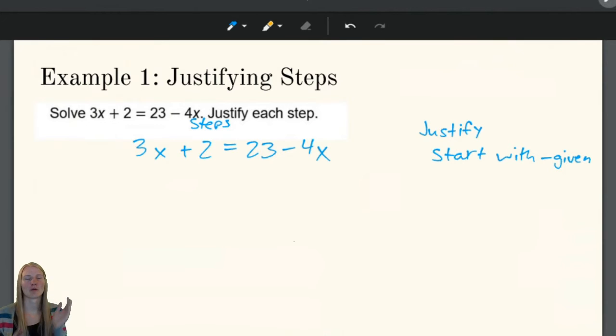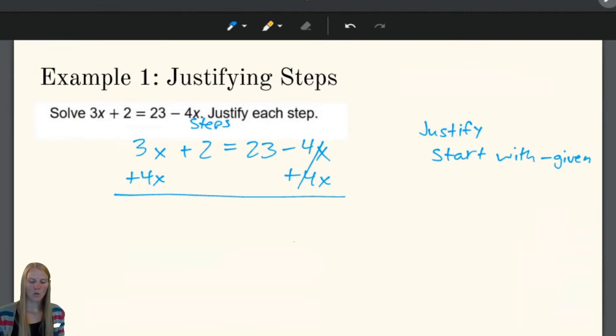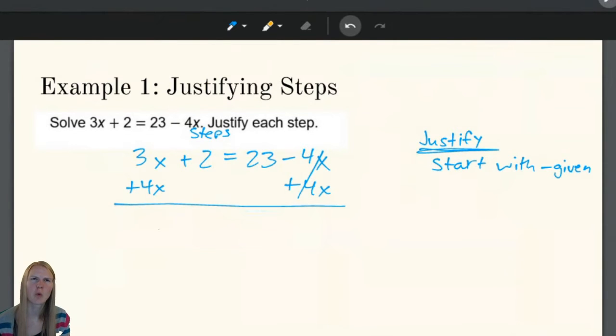Okay, now remember, to solve, I want to get my x's on one side and my numbers on the other side. So I'm going to add 4x to both sides of the equation, and that gets rid of this. Now, why am I allowed to do that? Why am I allowed to add 4x? Remember, I have to justify. And justify means explain. Explain why. So why am I allowed to add 4x to both sides?